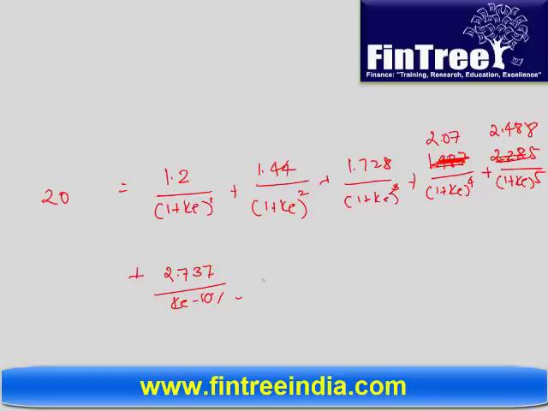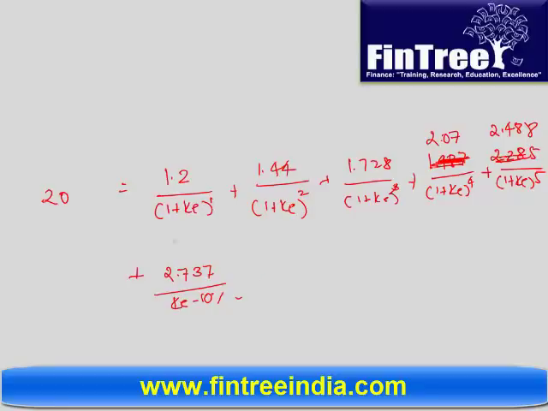Are we okay here? Now we have to find out between which two rates this 20 will lie. Then we will have to use some extrapolation method. So how do you make that estimation?